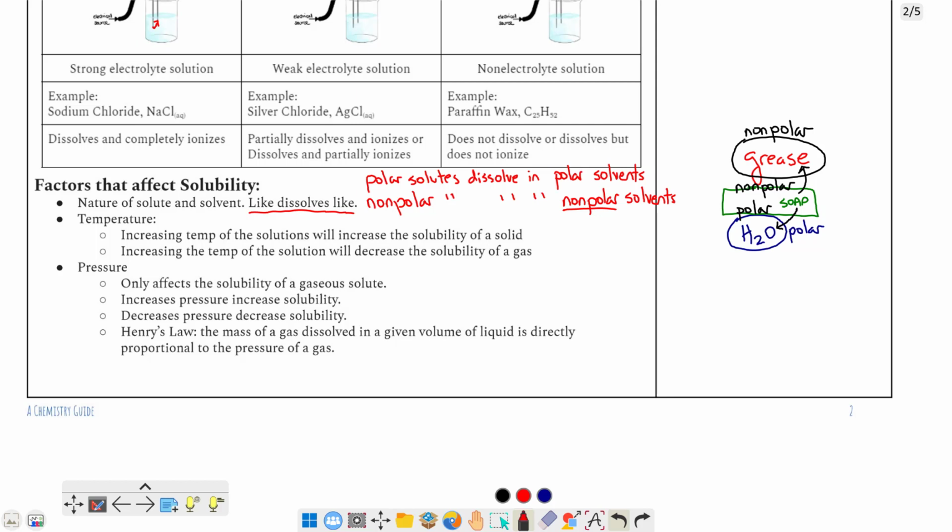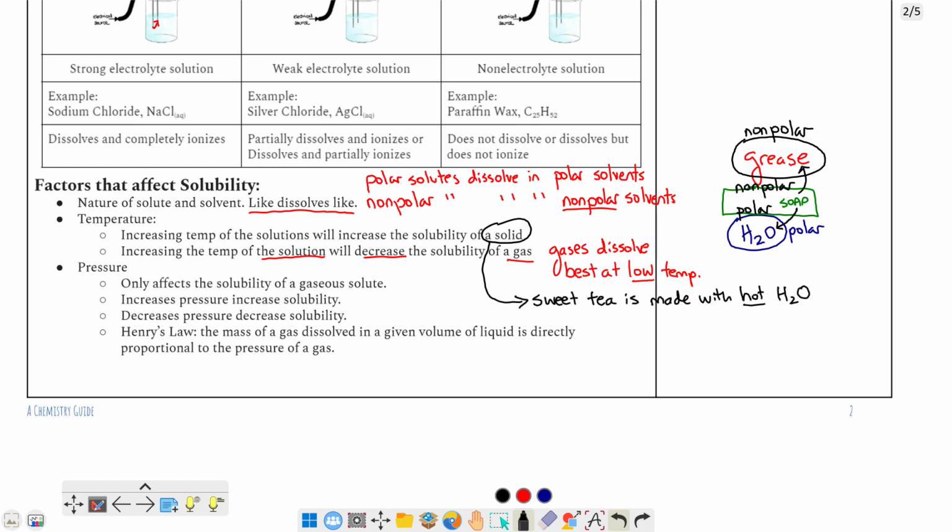On the other hand, increasing the temperature of a solution will decrease the solubility of gases. In other words, gases dissolve best at low temperature. Add these two examples into your notes somewhere. First, that sweet tea is usually made with hot water, as the sugar won't dissolve if you try to mix it up with cold water. And for the gas solubility that it decreases at cold temperatures, you probably know that a warm soda will go flat quicker than a cold one.